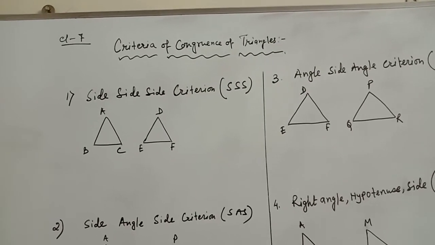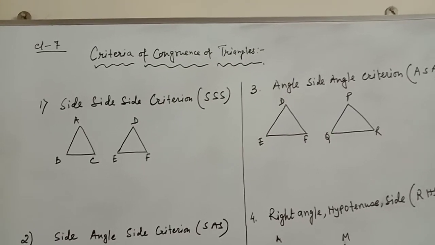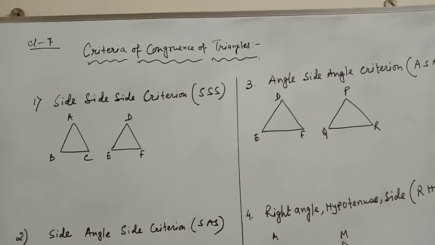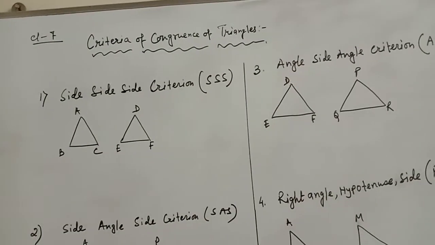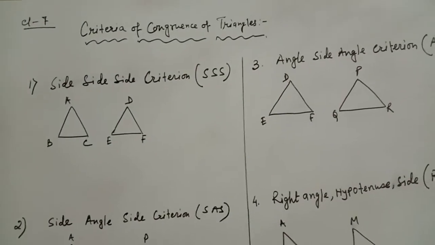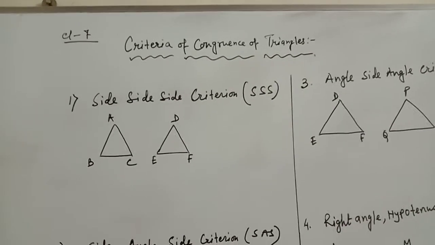Today we will start the congruence of triangles. From here, we will learn today the criteria of congruence of triangles. How can we say that two triangles are congruent? Four criteria are there which you have to use in these cases.